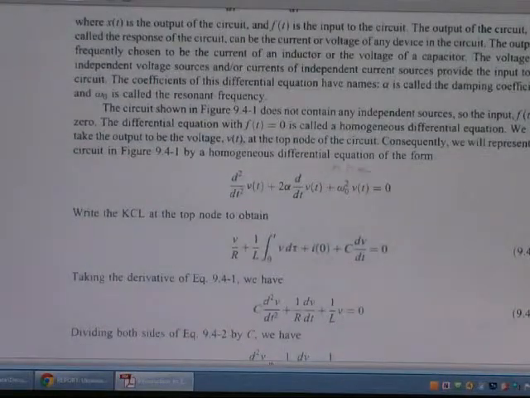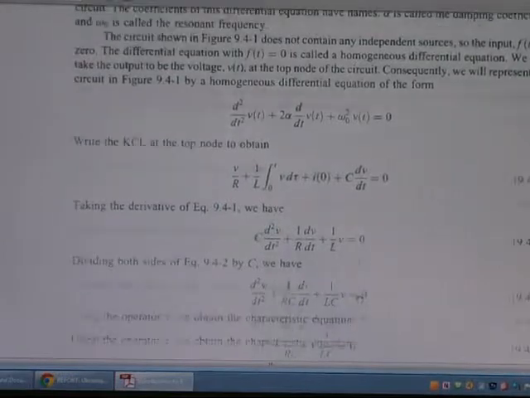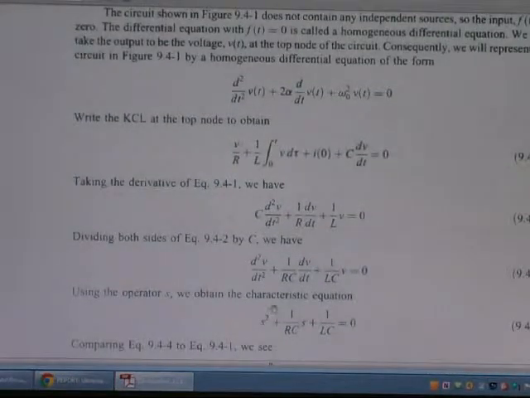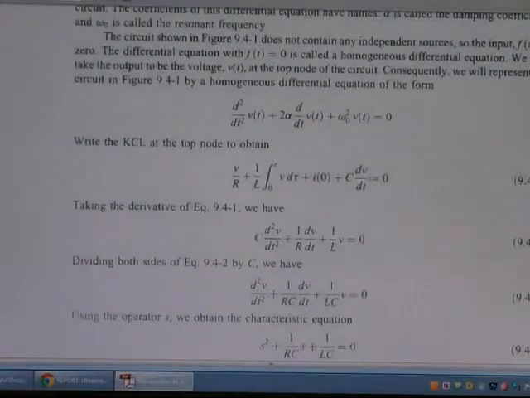Now for the second order case, we integrate and take the derivative, which gives d2V by dt square, with alpha equal to 1 by 2RC and omega square equal to 1 by LC. So in this case, we write down this equation: d2V(t) by dt square plus 2 alpha dV(t) by dt plus omega 0 square V(t) equal to 0.